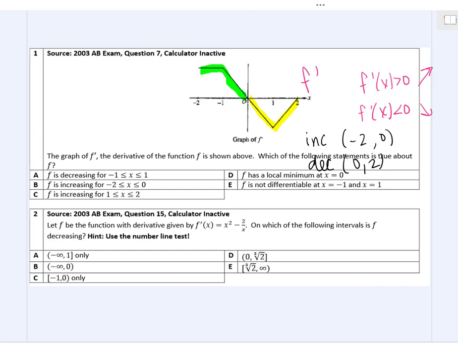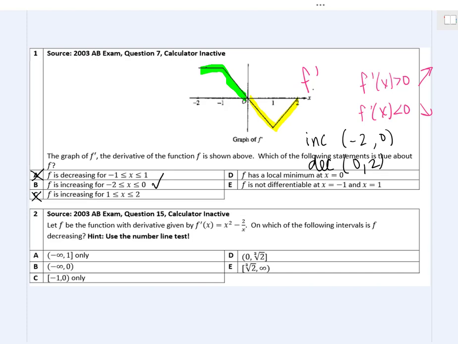So this first guy says it's decreasing from negative 1 to, well, that's not correct because we have some positive intervals in there. Increasing from negative 2 to 0. Okay, feels right. Okay, positive. Increasing from 1 to 2, we know that that is not correct because the derivative is negative. Even though that looks like it's going up, that would be looking at more of like that double derivative.